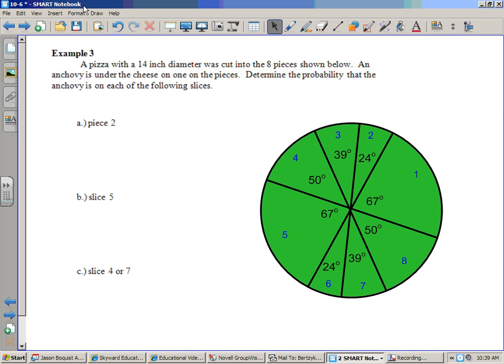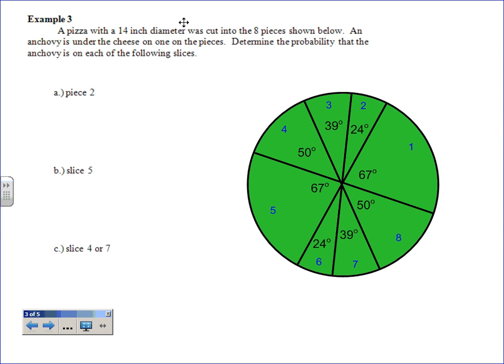So as already mentioned, I most definitely disagree with the textbook on this one. They still want you to use area to solve this problem. I apologize for my pizza being green. That pizza was obviously cut by a beginner. They've got to work on their skills a little bit. But apparently there is an anchovy underneath the cheese on one of those pieces.